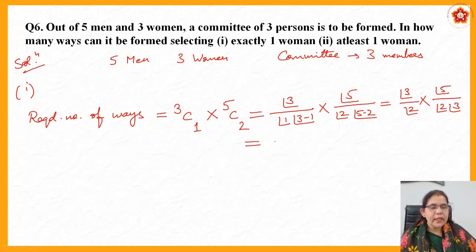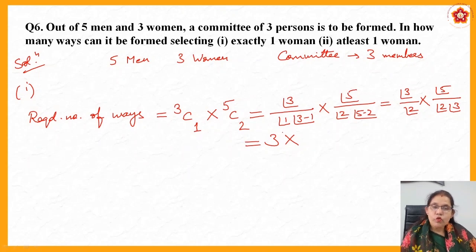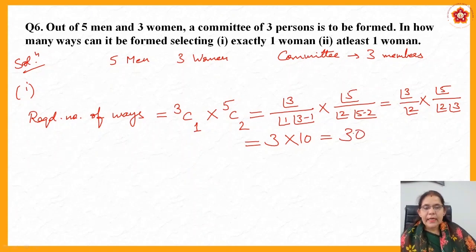If you look at it, factorial 3 upon factorial 2 will be 3. And factorial 5 can be written as 5 into 4 into factorial 3. Factorial 3 will get cancelled in the numerator and denominator. So we are having 20 in the numerator and 2 in the denominator. 20 divided by 2 is 10. So answer is, in 30 ways we can select exactly 1 woman and 2 men to form a committee.